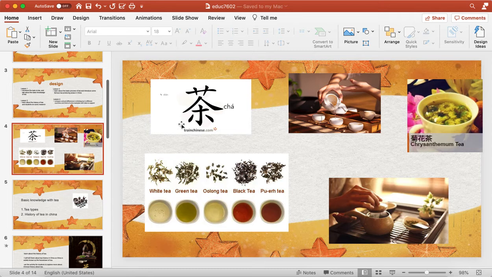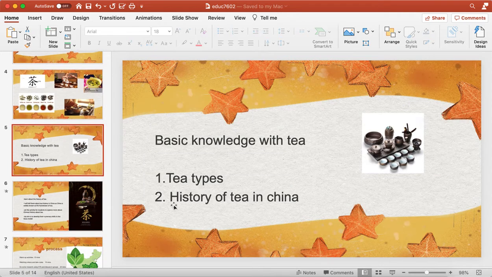In the first lesson, I talked about some basic knowledge about tea, such as the strokes of the characters and the common types of teas. For example, green tea and black tea are the same as in Western cultures, but when talking about oolong tea and pearl tea, the pronunciation is from Chinese pinyin. In this lesson, we talk about the history of tea in China.